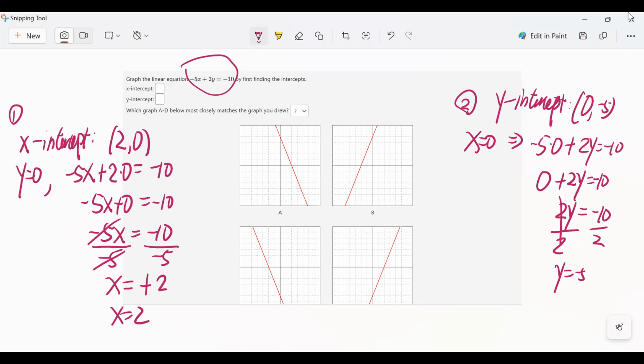Now we plot both points, right? This one is 2, 0, right? This is good. And 0, -5, that's this. 1, 2, 3, 4, 5 is -5. Yeah, this is 2, 0. So the correct answer is D, right? D is the correct answer. It's a D. Any question about this?